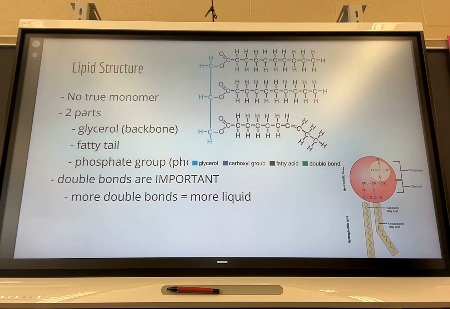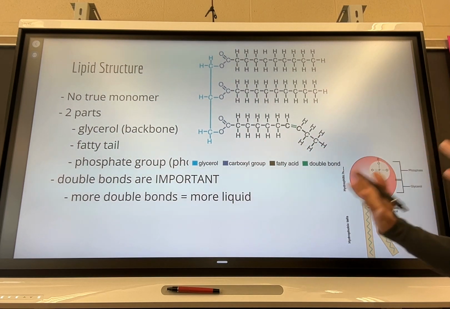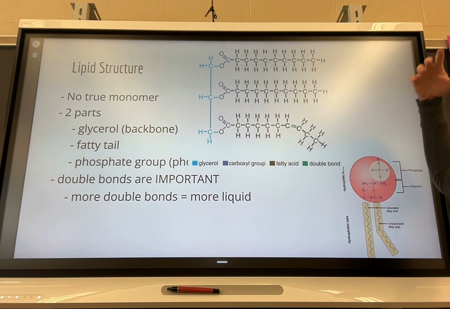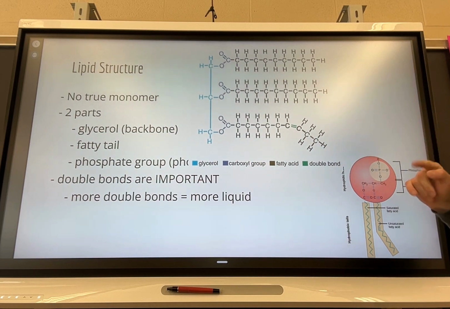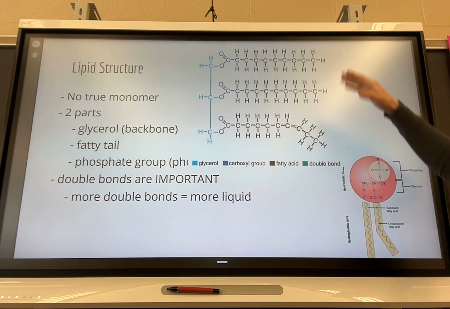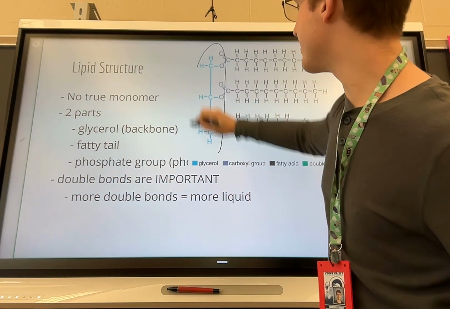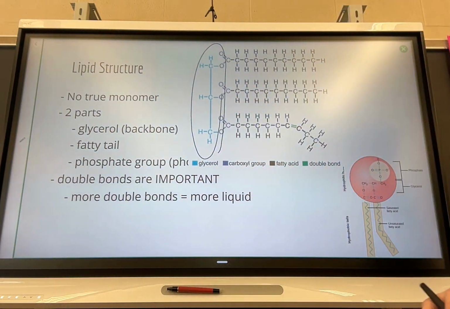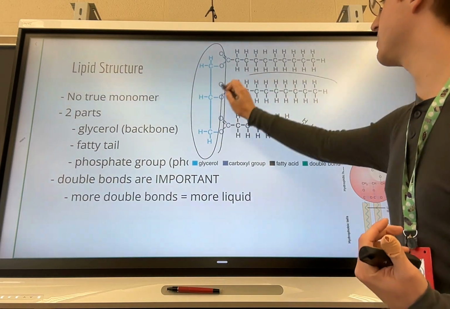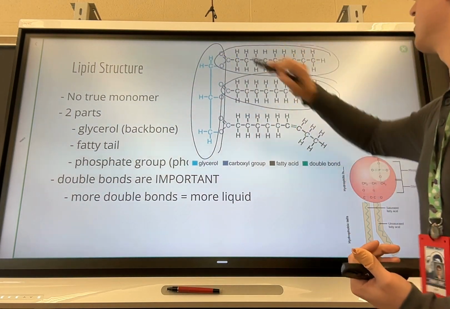When we look at lipid structure, there really isn't a monomer. We think of a monomer as a single repeating unit. There may be a little variation, but generally they're pretty repeating. In lipids, we don't really have that. We have two parts though. We have a glycerol, which you can see in blue is the backbone of the structure, and we have the fatty tails, these being the tails.